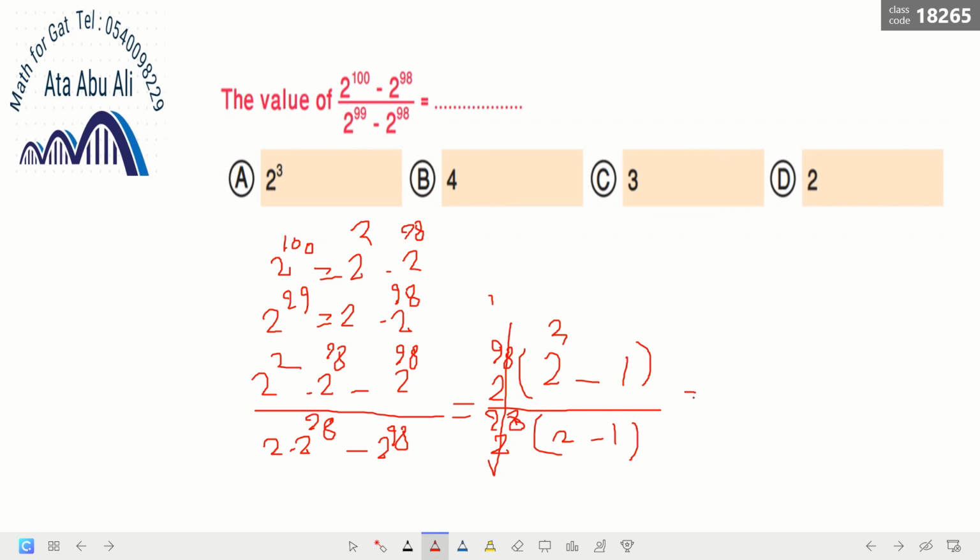Now here 2 to the power of 2 is equal to 4, minus 1, over 2 minus 1, which is 1. So it becomes 3 over 1, which is 3. So the answer here is C.